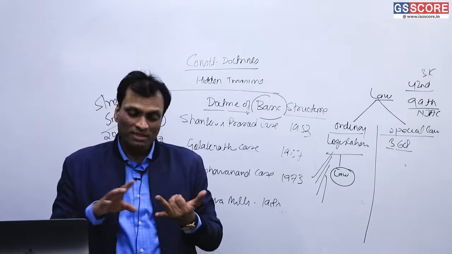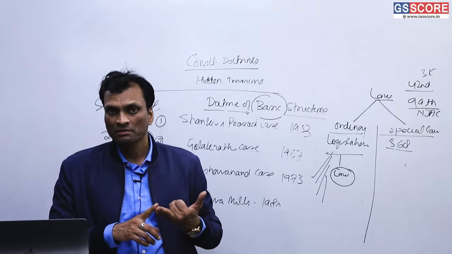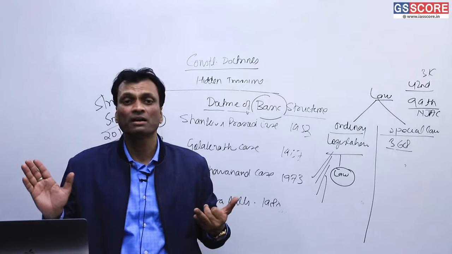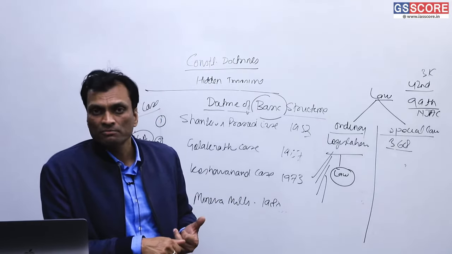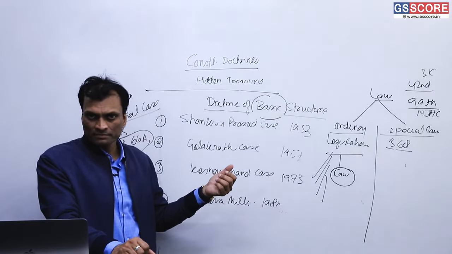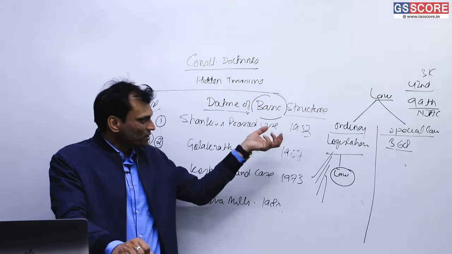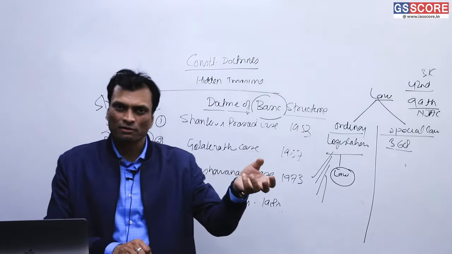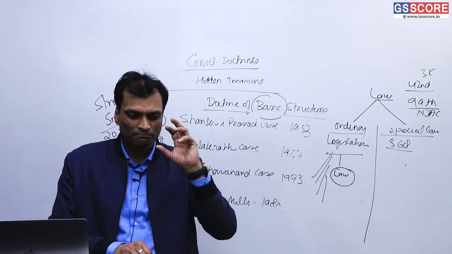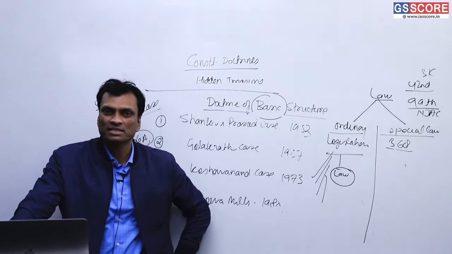Human rights cases starting from, you know, Hussainara Khatoon, and going to Bandhua Mukti Morcha, Sunil Batra case, D.K. Basu case, Mathura rape case. My God, so many cases for human rights. And when activism started, Supreme Court utilized the basic structure, extraordinary jurisdiction of its own under Article 142 to maximize the democratic liberal regime in India.